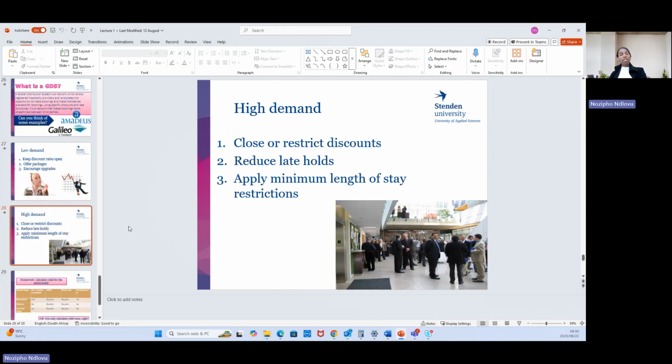Then what happens when there is a lot of demand for your particular hotel? So take time, go through the rest, but we have covered most of what is important.